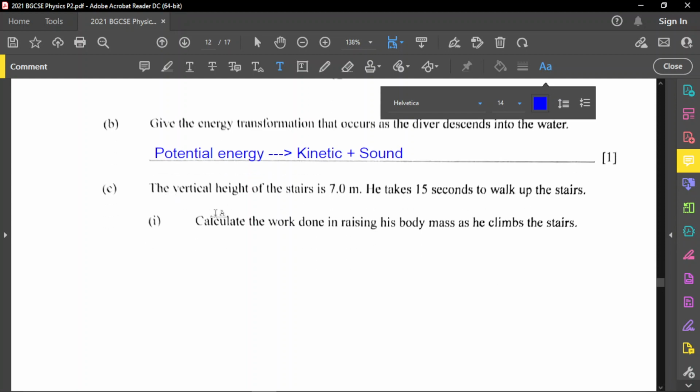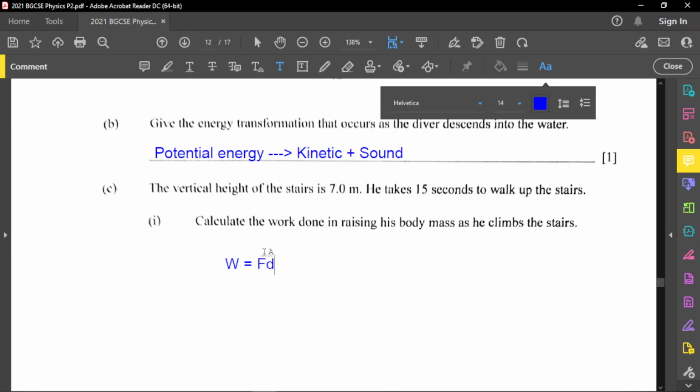All right, so part C says the vertical height of the stairs is 7 meters. It takes 15 seconds to walk up the stairs. Calculate the work done in raising his body mass as he climbs the stairs. So if the height of the stairs is 7, and it takes 15 seconds to go all the way up to the top, then what is the work done? To find work, the first thing to remember is that work is equal to force times distance.